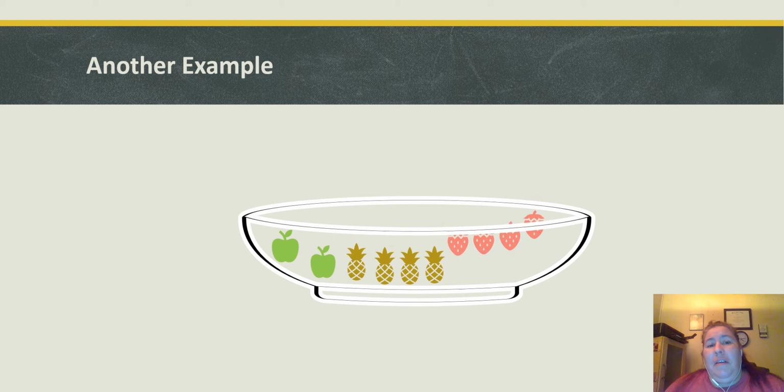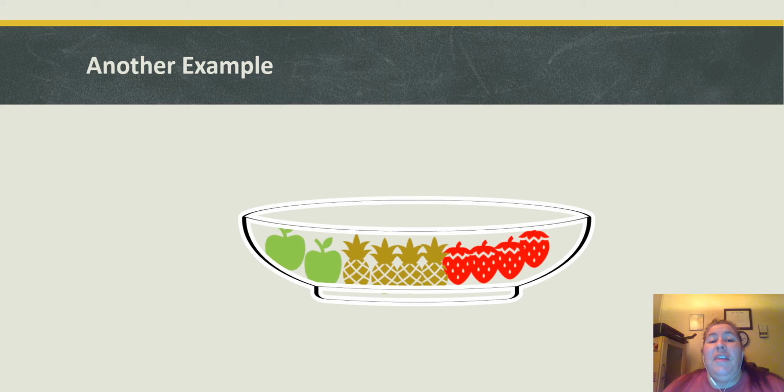Another example. Let's look at our fruit salad again in a part to whole ratio. If we wanted to compare how many pineapples there are in our fruit salad to the total number of pieces of fruit, or all the fruit in the salad, our ratio would be 4 to 10. This ratio is saying there are 4 pineapples to 10 pieces of fruit in our salad.